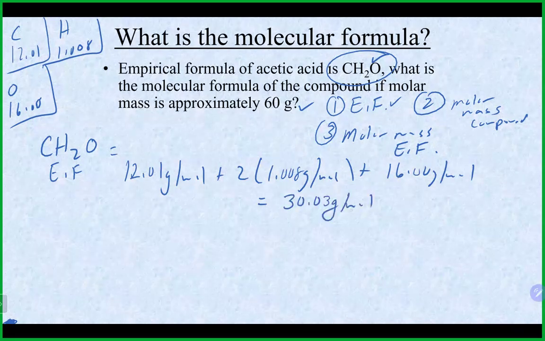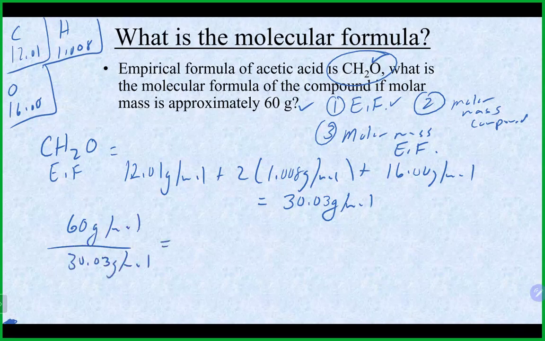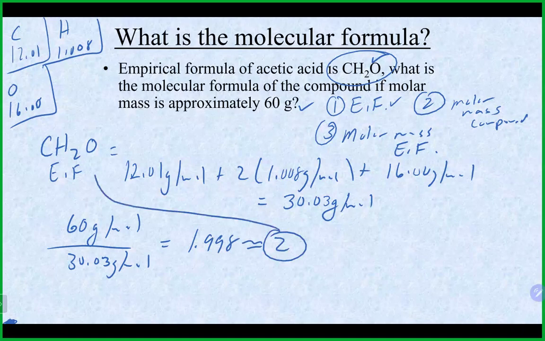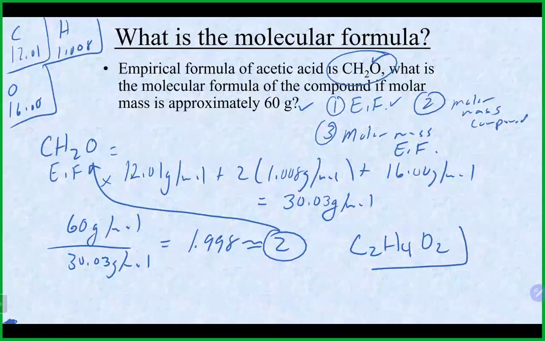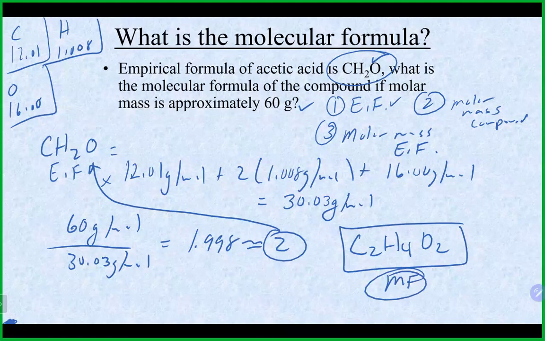grams per mole. And we then could take our 60 grams per mole and divide it by 30.03 grams per mole. That's going to get us essentially a 1.998. That definitely is close enough to round to a 2. And that is the factor that we're going to multiply our empirical formula by. That will give us C2H4O2 as our molecular formula in this case. Any questions on that there?